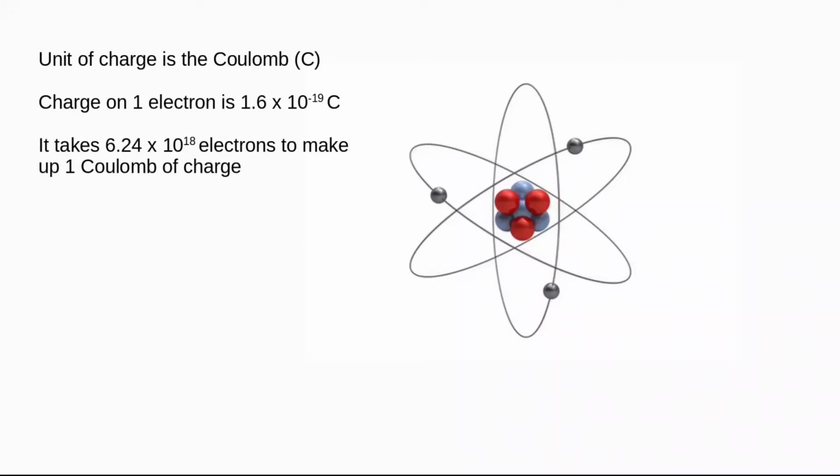A unit of charge can be defined as the coulomb. The coulomb is depicted in SI units as a capital C. And the charge in coulombs on one electron is 1.6 times 10 to the minus 19th coulombs. Said in a different way, it takes a lot of electrons to make up the charge for 1 coulomb. 1 coulomb of charge is equal to 6.24 times 10 to the 18th electrons. That's a heck of a lot of electrons.